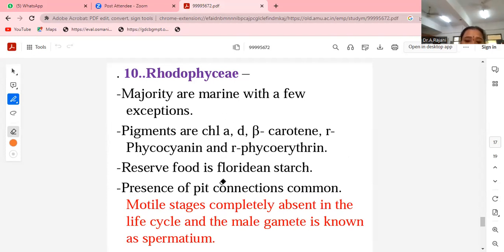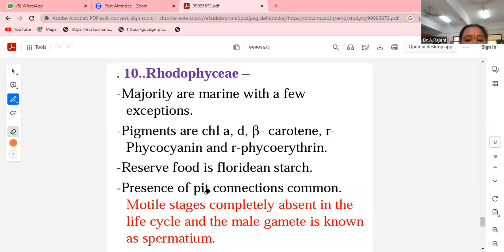Reserve food material, many times they ask the question, reserve food material in Rhodophyceae. That is very, very important. That is called Floridean starch. Starch is very common, a very simple question, but where there is a different type of reserve food material, in that one only you can learn it by heart. Here, what type of reserve food material? Floridean starch is the reserve food material.